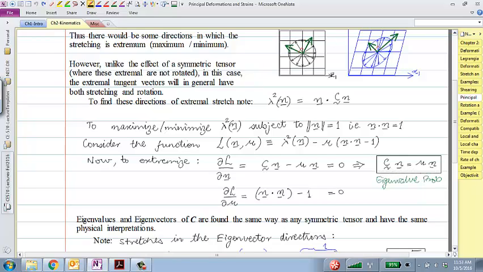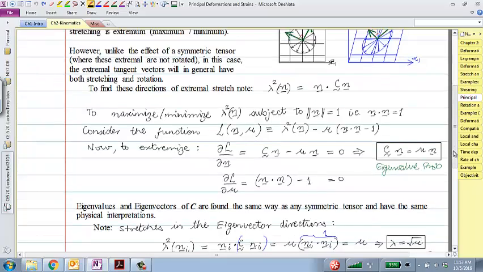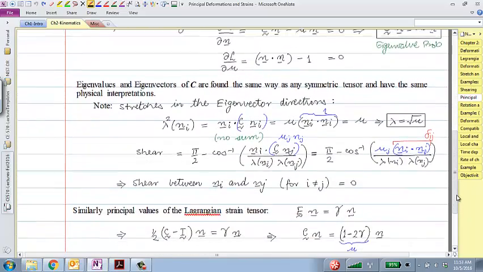which was nothing but the eigenvalue problem from when we were looking at tensors. It says that the tensor C acting on the vector n has the same effect as stretching the vector n by an amount mu. That's what a tensor does in one of its eigendirections. It does not change the direction of n, it only stretches or contracts it by some amount, mu.